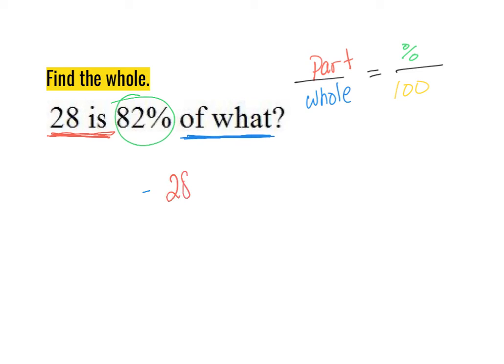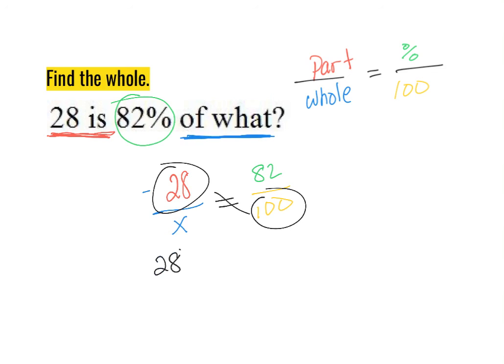My part is 28. My whole is unknown because of what? So I'm going to make it a variable. Equals, my percentage is 82. And then percents are out of 100, so over 100. Cross multiply. So I'll have 28 times 100 equals x times 82. So 82 times x.